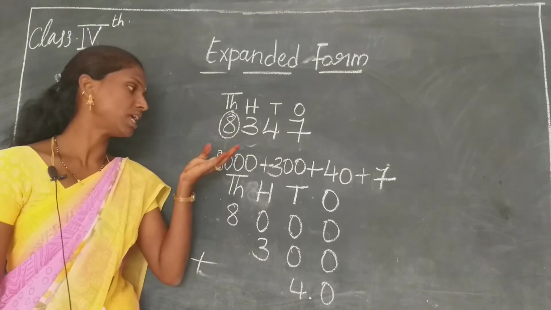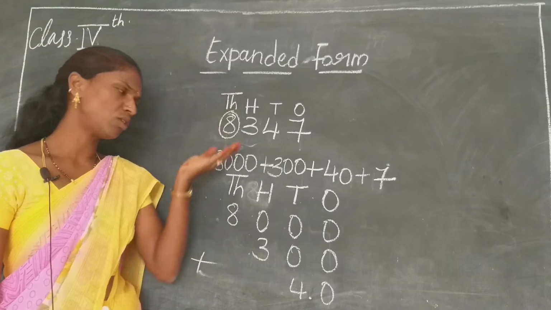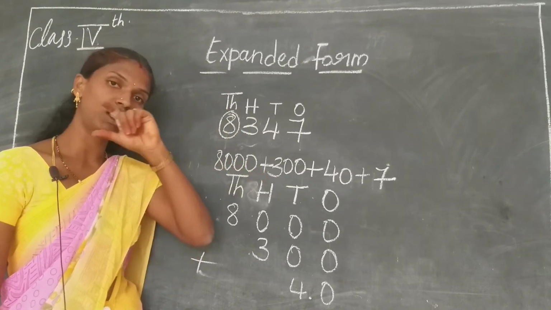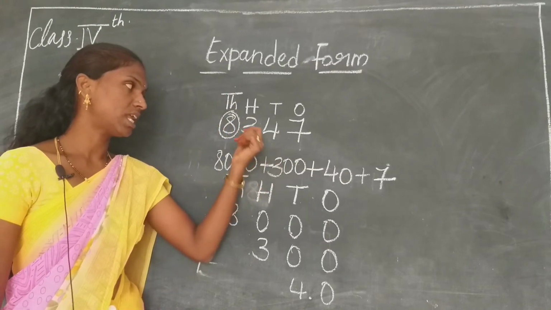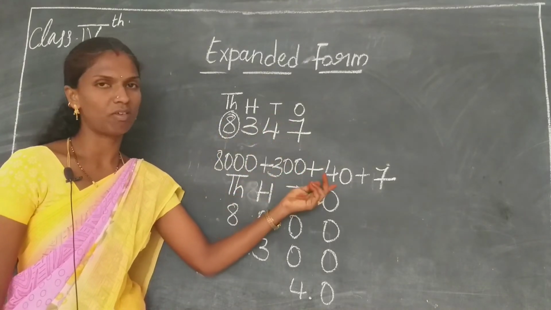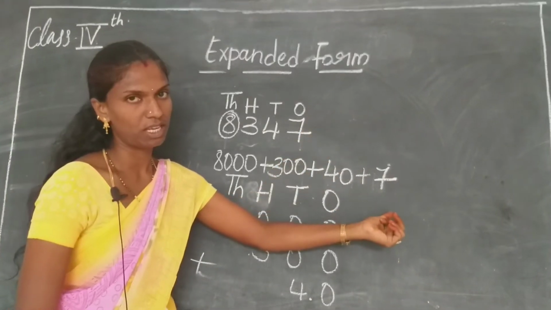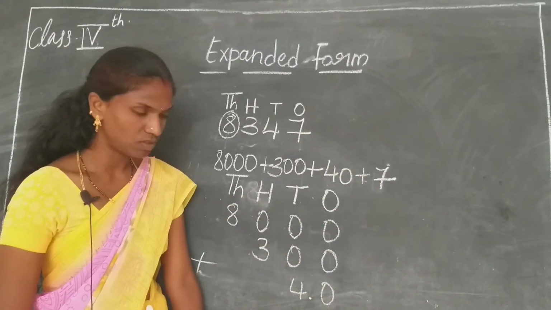The 8000 means 8000, 300 means 300. 8 is in the thousands place, so we have to write 8000, that full thousand. 300 is in the hundreds place, so we have to expand 300. 4 is in the tens place, we have expanded 4, that is 40. And 7 is in the ones place, we have to write 7. So if we add all these numbers, we will get the same number.